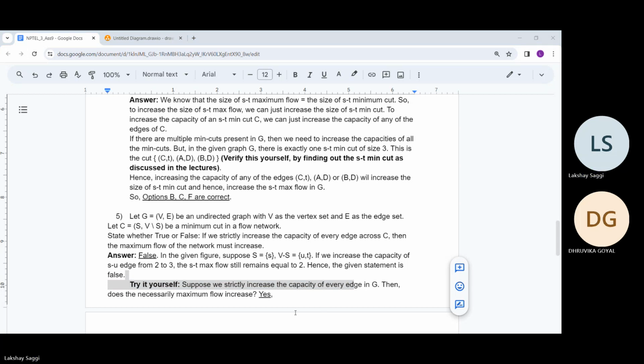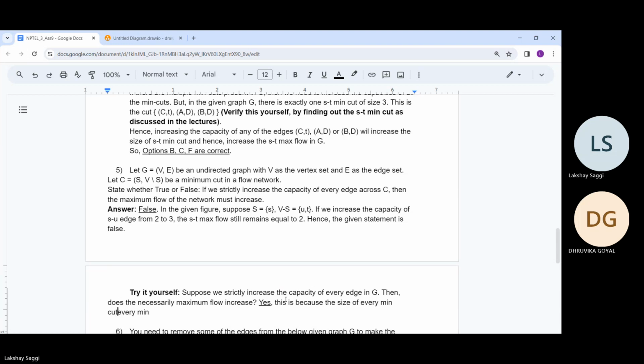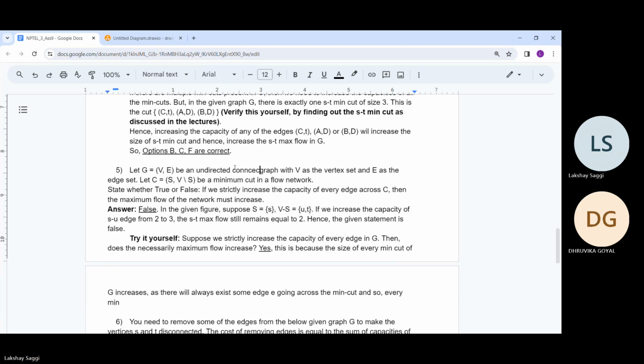So, you get what I'm trying to say here? This is because the size of every min cut increases. Every min cut of G increases, as there will always exist some edge e going across the min cut. And so let's just say here that Z is also connected.